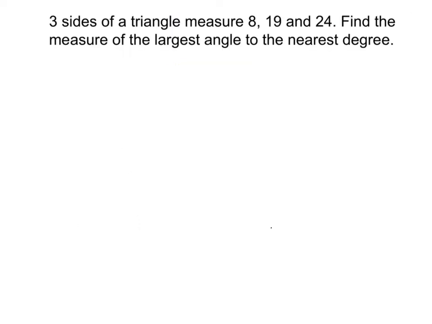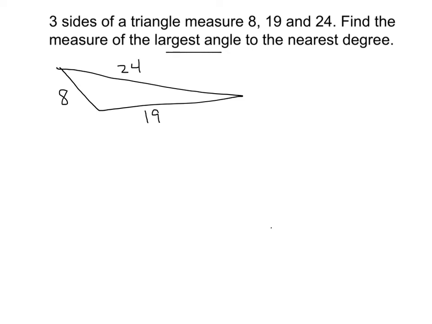Here's another example, perfect example for law of cosines, because it's giving you the information. You got to build your triangle, put the stuff in, and know what it is you're finding. It's telling us that three sides of a triangle measure 18, 19, and 24. So I'm going to draw myself a triangle. And again, the scale doesn't matter. Just draw a triangle. We've got 8, 19, and 24. They want me to find the measure of the largest angle to the nearest degree. I know that the largest angle is opposite the longest side, so I'm going to put my x right there.